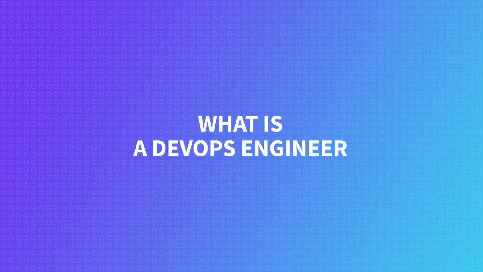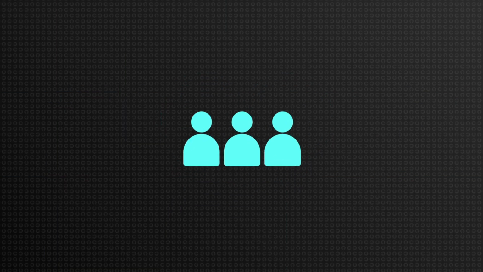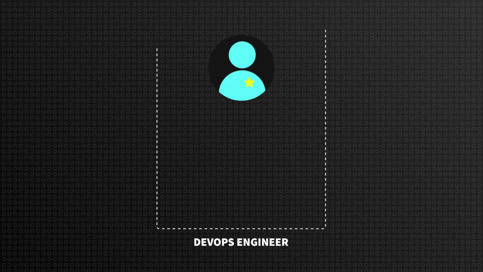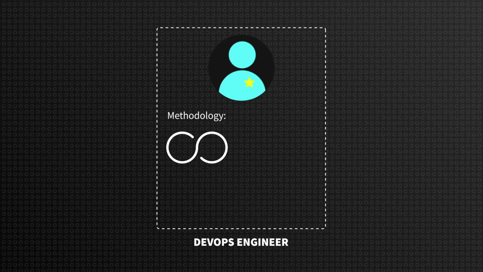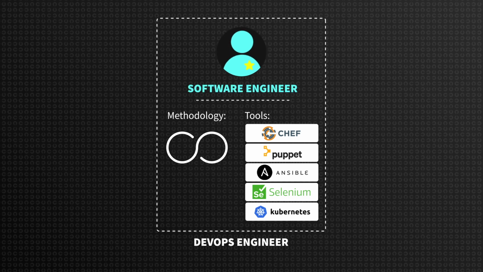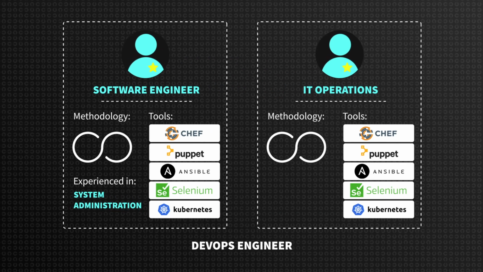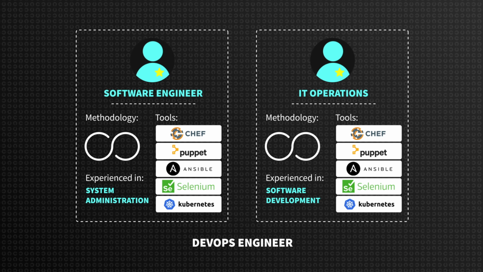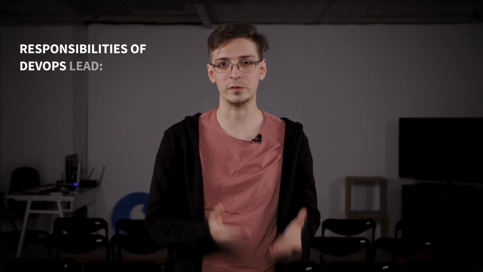First of all, what is a DevOps engineer? You can think of it as a tech lead role, specializing in DevOps methodology and proficient in tools like Chef, Puppet, Ansible, Selenium, Kubernetes, and so on. A DevOps engineer is either a software engineer that has a solid understanding of system administration work, or an IT operations person experienced in software development. In the role of DevOps lead, this person can operate among the devs and ops teams and have a number of responsibilities. Let's look closer at them.